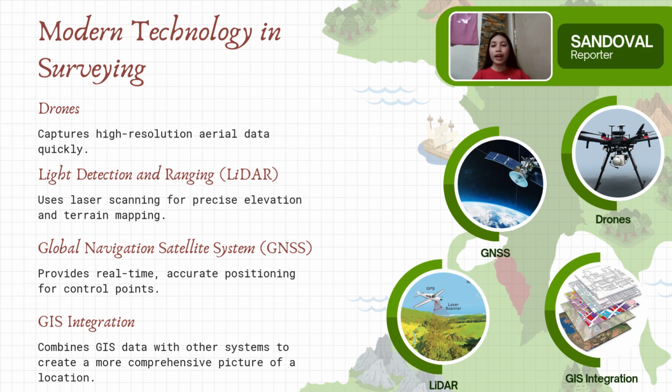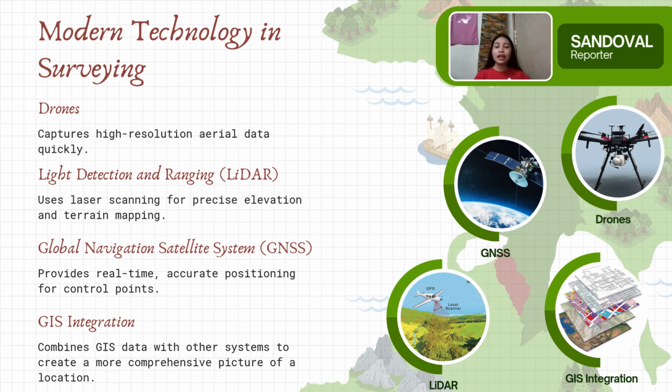The next one is LiDAR, or Light Detection and Ranging. So this uses laser beams to scan the ground and create detailed 3D maps. It is so precise that it can even detect slight changes in terrain. So it is perfect to use for flood mapping, construction, and even environmental studies. The third one is satellite-based positioning systems like the GNSS, or the Global Navigation Satellite System. These provide real-time, highly accurate location data, which makes it easier to set control points without needing long, complicated fieldwork.